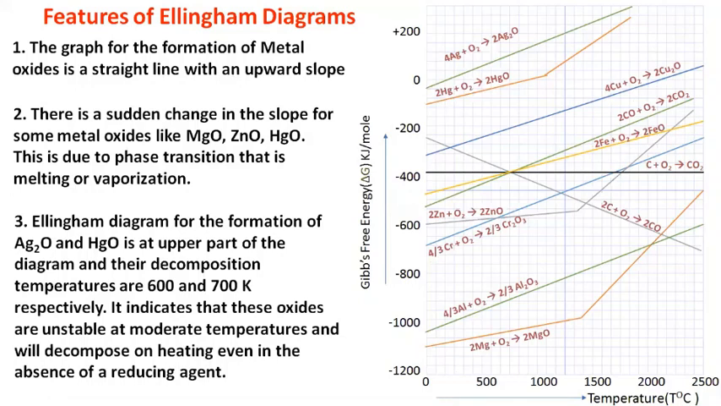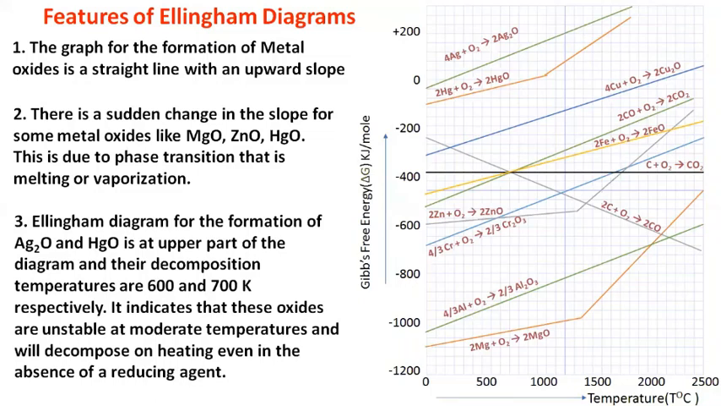That means when the delta G value is negative, we say that substance is stable. But as the delta G value increases and becomes positive, it is going to be unstable, highly unstable. So the more the delta G value, the less the stability. So, with respect to the Ellingham diagram, the formation of silver oxide and mercuric oxide is at the upper part of the diagram, and the decomposition temperatures are 600 and 700 Kelvin.